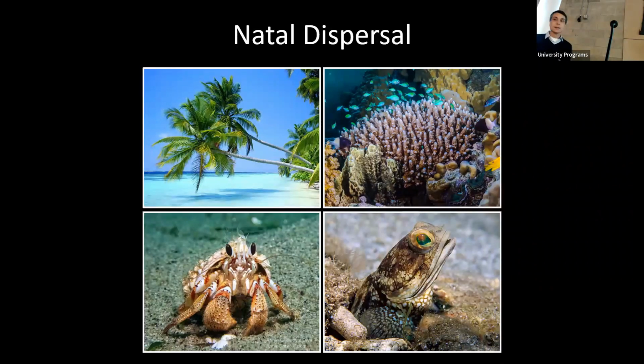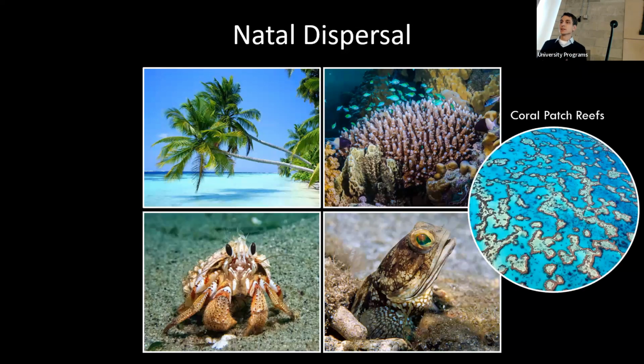Okay, so the dispersal of offspring away from their natal habitat is a widespread phenomenon in nature. And it plays a really important role in maintaining demographic and genetic connectivity among distant populations. This is especially true on coral reefs, where habitats tend to be highly fragmented, and the adults of many organisms can spend their entire lives within a few square meters of patch reefs.